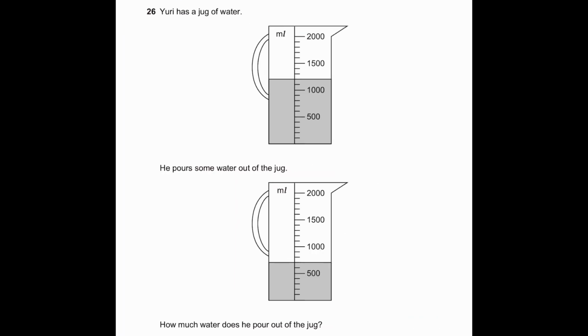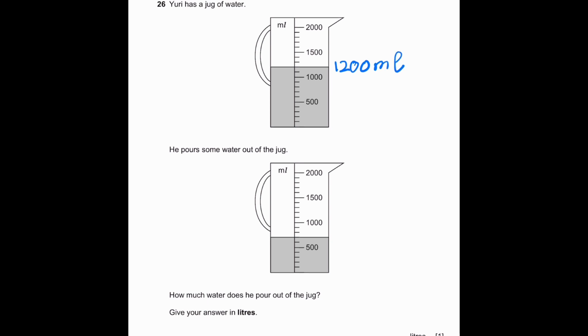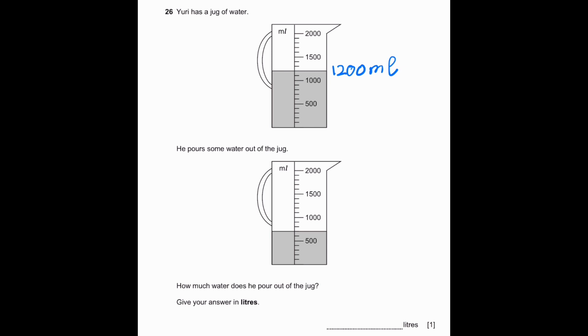Question 26. Yui has a jug of water. I think each of the markings is 100 ml. So the marking given here is 1200 ml. He pours some water out of the jug. So here it is given 700 ml. How much water does he pour out of the jug? 1200 minus 700 ml is 500 ml. But we have to give the answer in liters. So it is 0.5 liters.